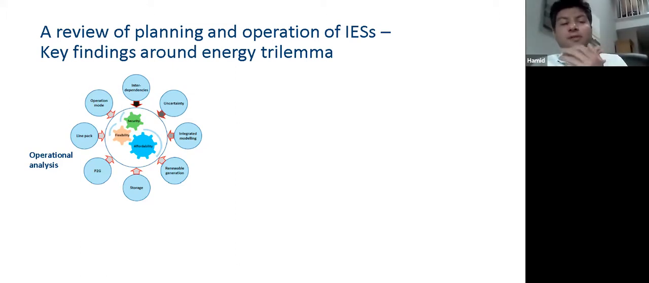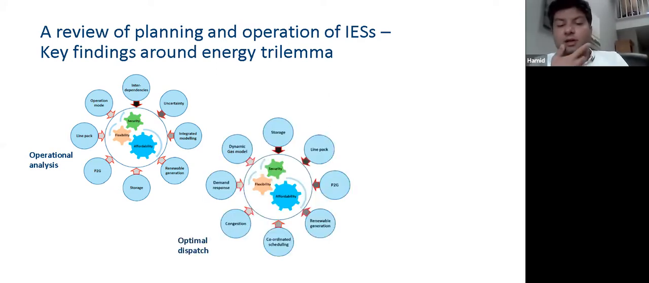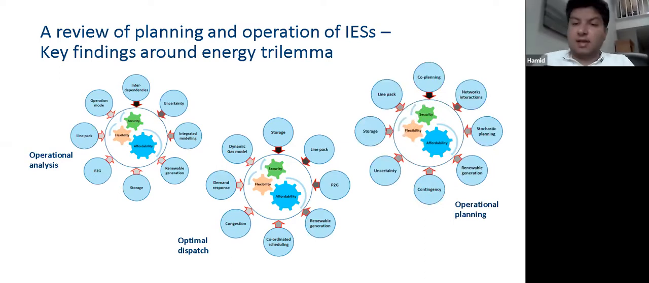And we found that the papers on operational analysis more discussed interdependencies, uncertainty, and integrated operation of the integrated modeling of the networks, as well as renewable generation and storage, and the rest of the topics. In optimal dispatch, the papers more discussed storage, then line pack, then power to gas, then renewable generation and coordinated scheduling, and less about congestion and the rest.